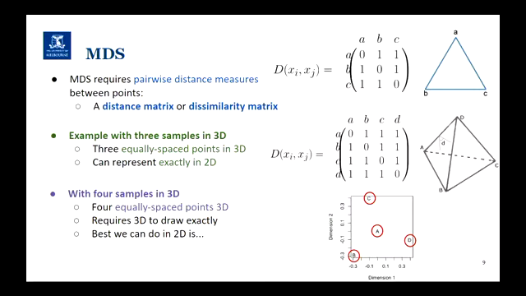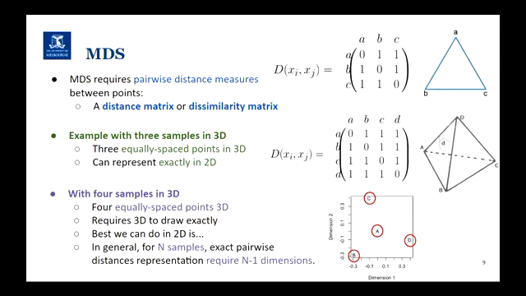Actually, the best we can do in 2D is something like this. Let's say we put A in the middle, and we have B, D, and C. You can see this is just an approximation. The distance between A and B is smaller than between B and D. But that's the best we can do in 2D, which is just a projection. So MDS is not a perfect technique. In general, if you have n samples, an exact pairwise distance representation will require n minus 1 dimensions. That's not the case for MDS, where we are interested in going from a high-dimensional space to 2D or 3D for plotting.